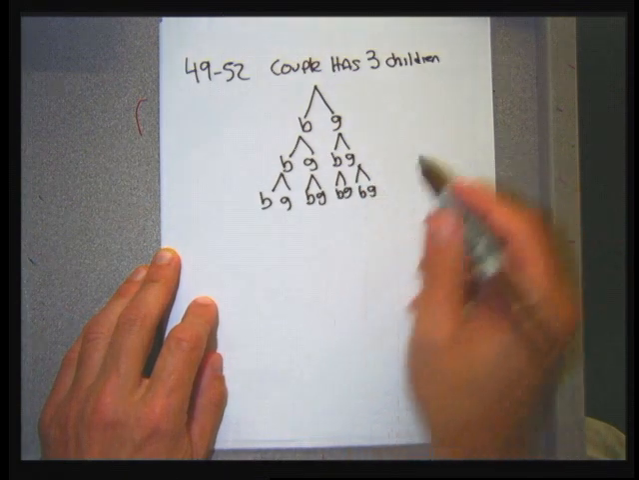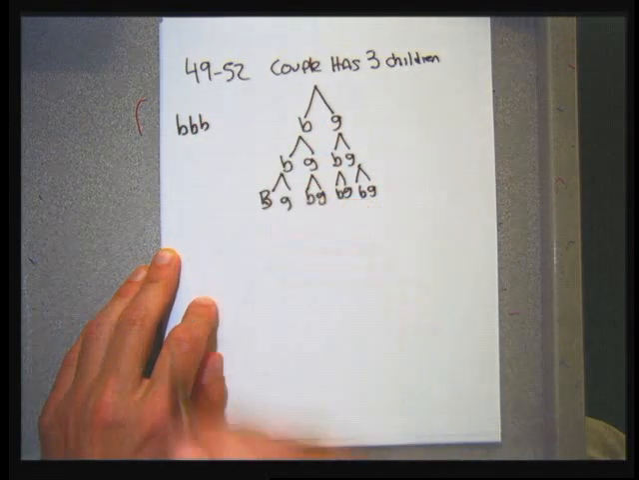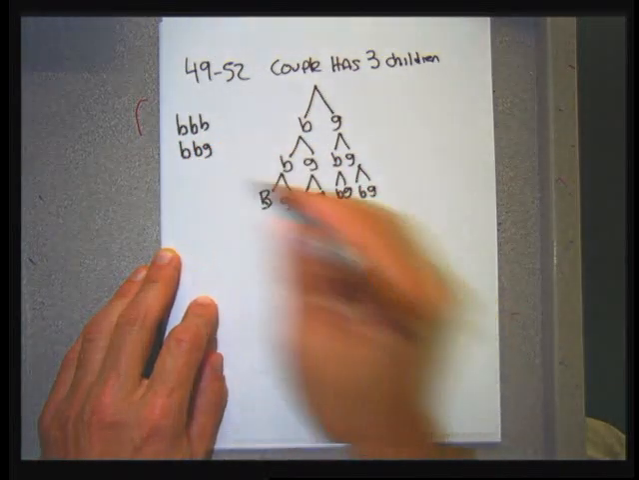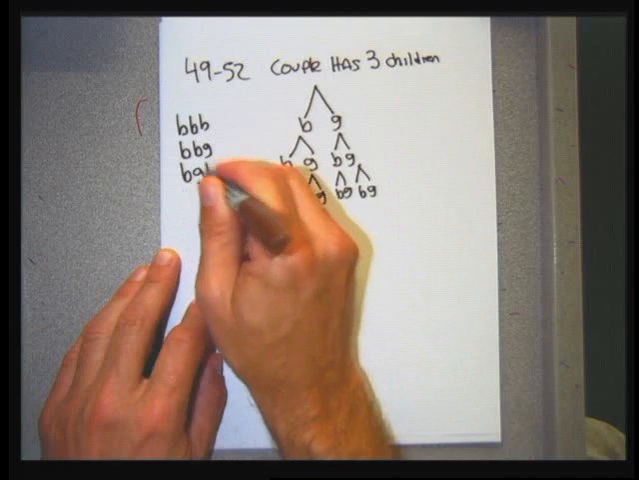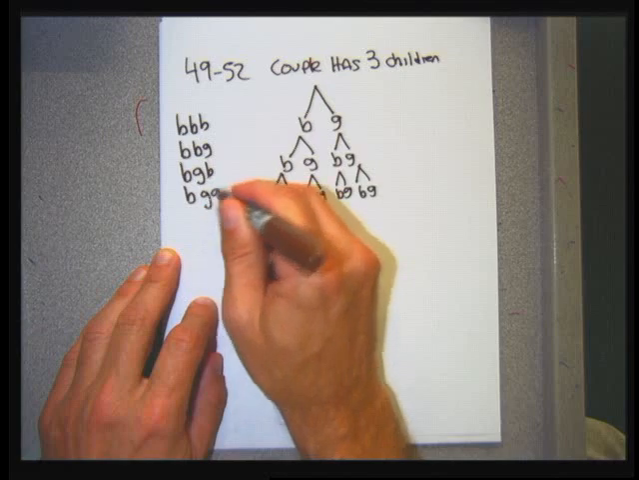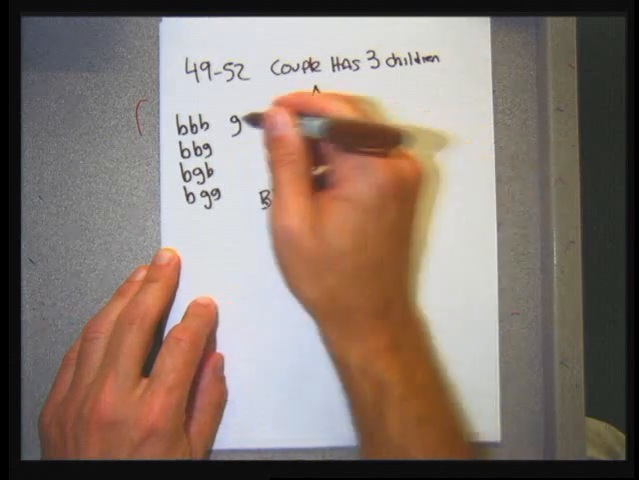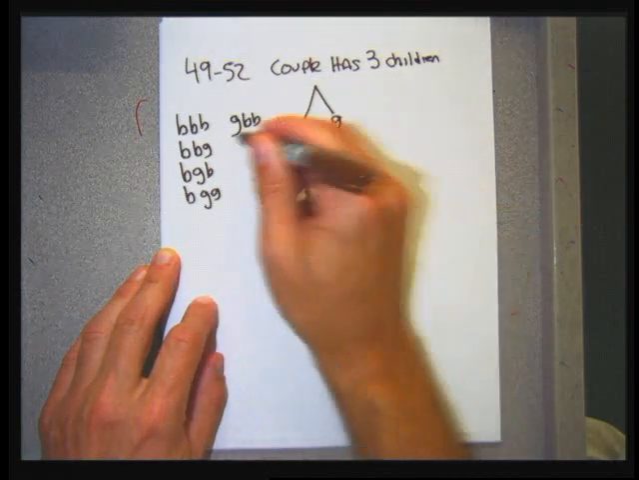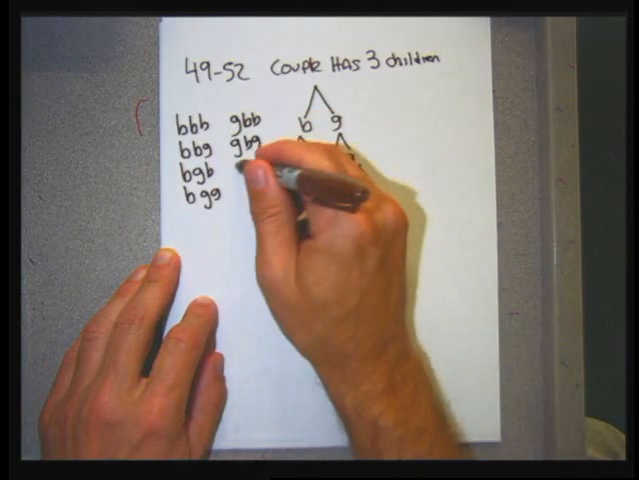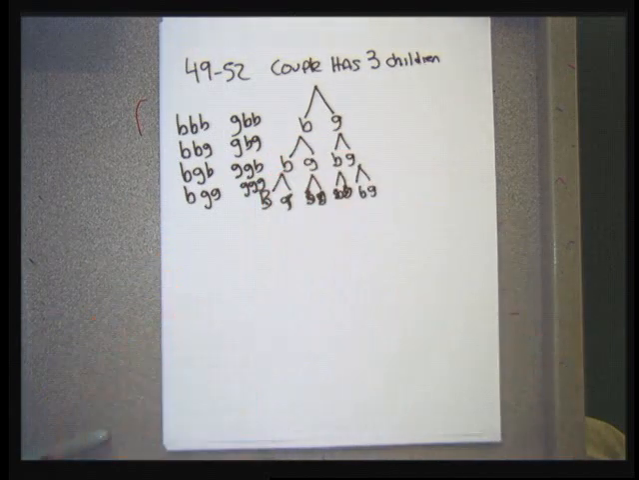The sample space for this, hopefully you do these quickly now. I could have a boy first, a boy second, and a boy third. That's getting to that boy. A boy first, a boy second, and a girl third. That's getting to that G. A boy first, a girl second, and a boy third. That's getting to that B. A boy first, a girl second, and a girl third. That's getting to that G. And then I'll do these. A girl first, a boy second, and a boy third. A girl first, a boy second, and a girl third. And then a girl, a girl, a boy, and a girl, a girl, a girl. So those are the 8 things in the sample space.